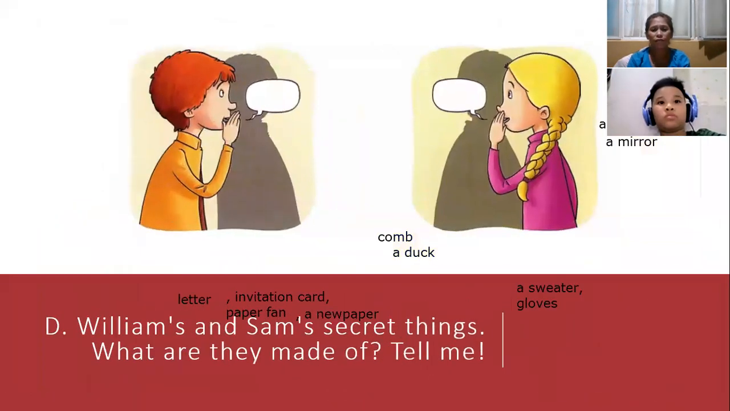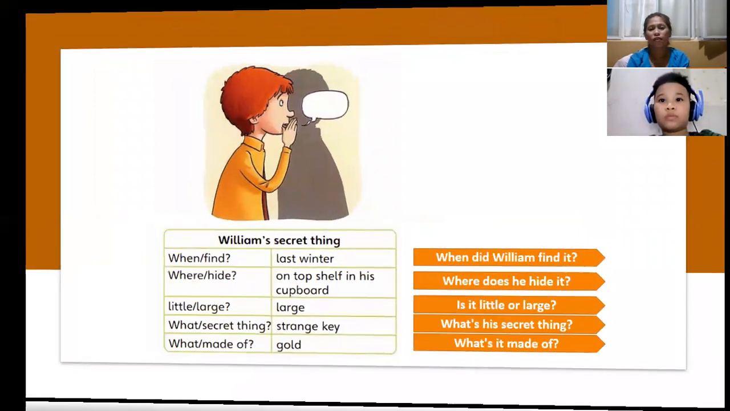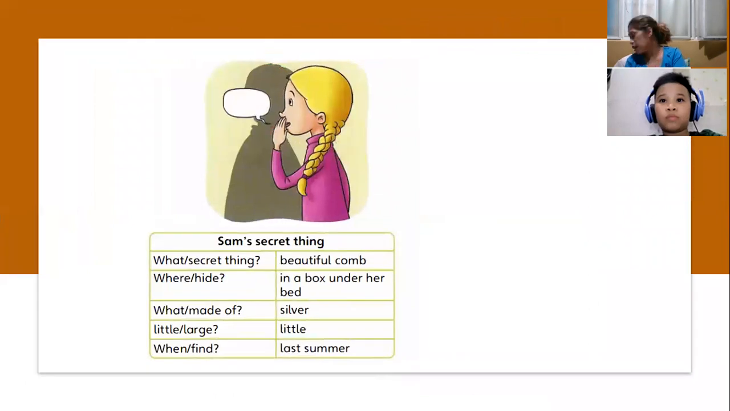Okay, look here. So we have here the secret. It's very easy. So this one, what do you think is William's secret? The strange key. Do you know what this case is like? How about this? What do you think is Sam's secret? A beautiful comb. Yes, it's Sam's secret.